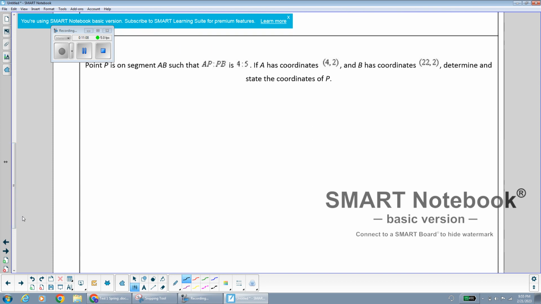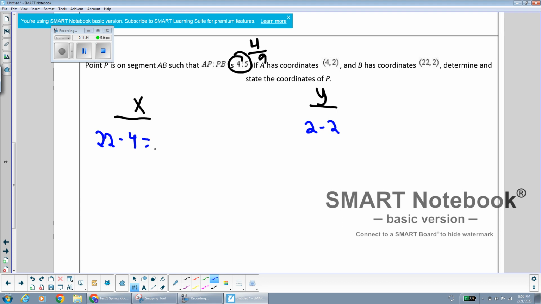Okay, here we're dividing up the line segment in a 4:5 ratio. So our fraction is going to be 4/9. Remember, it's the same steps for the x coordinates and the y coordinates. The first step is the change in x and the change in y. So the change in x would be 22 minus 4, and the change in y would be 2 minus 2. So this is 18.